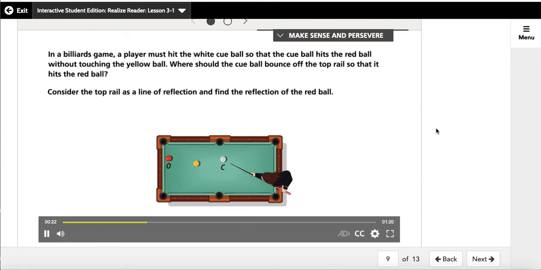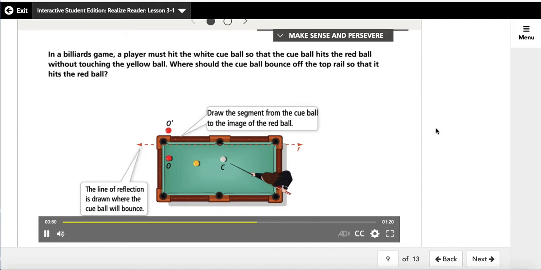Consider the top rail as a line of reflection and find the reflection of the red ball. The line of reflection, labeled R, is drawn where the cue ball will bounce. To find the reflection of the red ball, we use the line of reflection. The image of the red ball, labeled O', is the same distance from the line of reflection as the red ball. This is how we know it is a correct reflection.